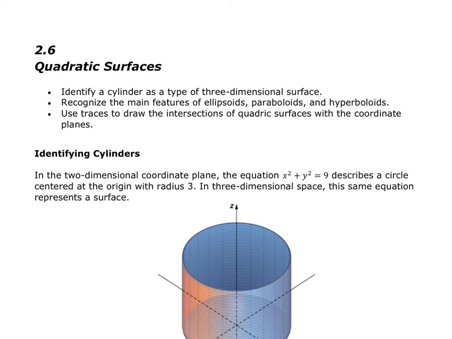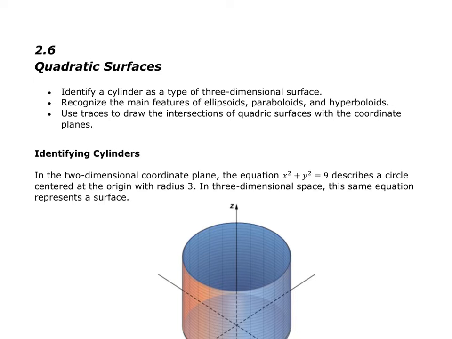In this video, we're going to talk about quadratic surfaces. We're going to be able to identify a cylinder as a type of three-dimensional surface. We're going to recognize the main features of ellipsoids, paraboloids, hyperboloids, but not graboids, because that's a different movie. We're going to use traces to draw the intersections of quadratic surfaces. I'm going to explain what a trace is. We're also going to explain what a ruling is.